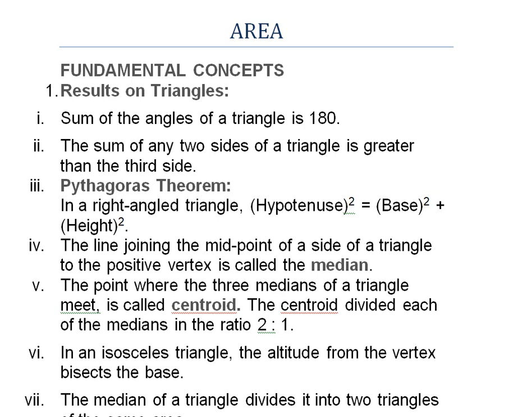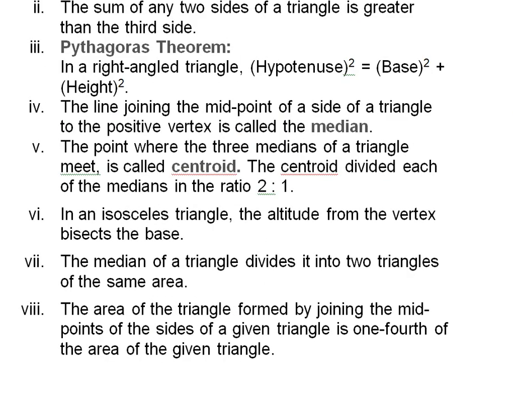First is results on triangle. The sum of all the angles of a triangle is 180 degrees. I know that you must all have studied this in your basic classes like 8th and 9th in maths, but let us revise all these. The sum of all the angles of a triangle is 180 degrees. The sum of any two sides of a triangle is greater than the third side.